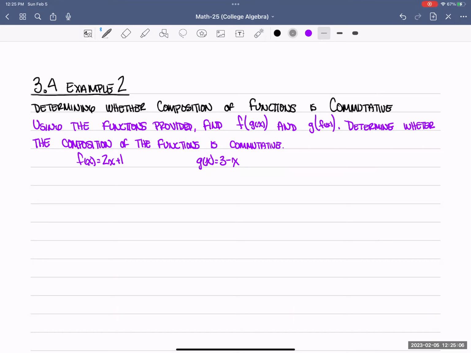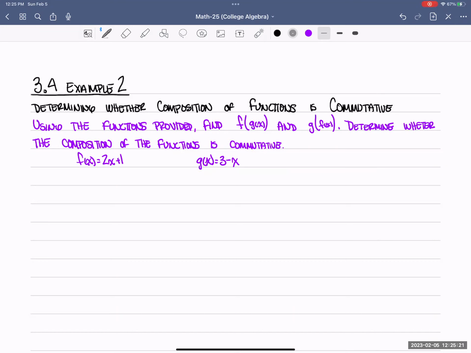Section 3.4, example 2, determining whether composition of functions is commutative. So do we end up with the exact same function all the time? Using the functions provided, find f of g of x and g of f of x. Determine whether the composition of functions is commutative.